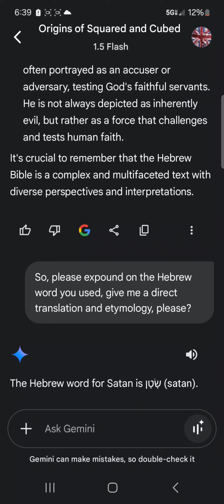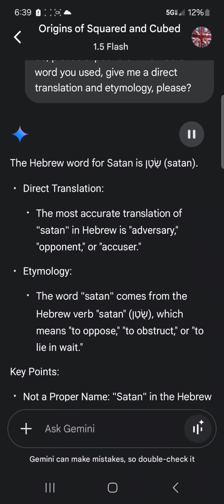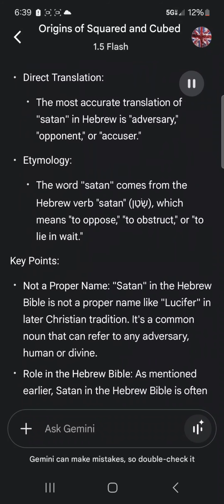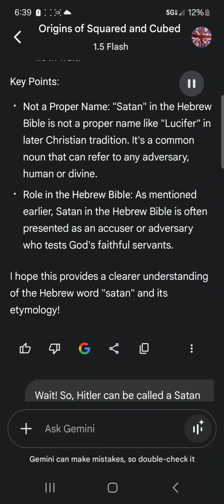So please expound on the Hebrew word you used. Give me a direct translation and etymology, please. The Hebrew word for Satan is satan. Direct translation. The most accurate translation of Satan in Hebrew is adversary, opponent, or accuser. Etymology. The word Satan comes from the Hebrew verb satan, which means to oppose, to obstruct, or to lie in wait. Key points. Not a proper name.